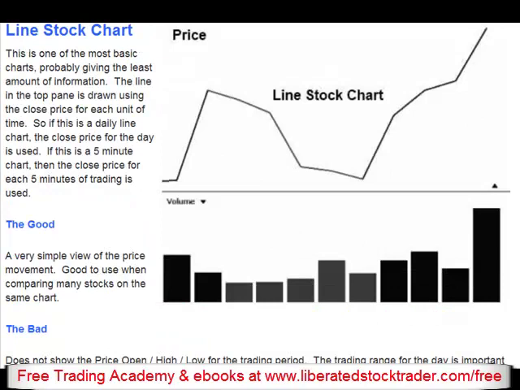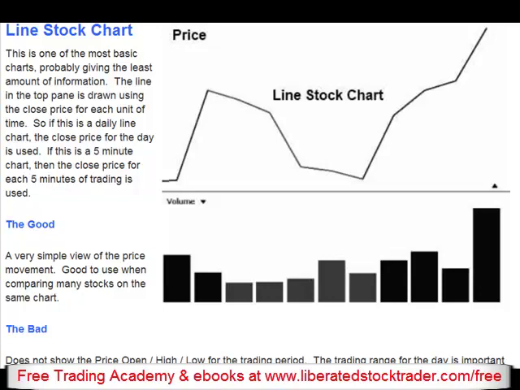The line stock chart. This is one of the most basic charts, probably giving the least amount of information. The line in the top pane is drawn using the close price for each unit of time. So if this is a daily line chart, the close price for the day is used. If this is a 5-minute chart, then the close price for each 5 minutes of trading is used.